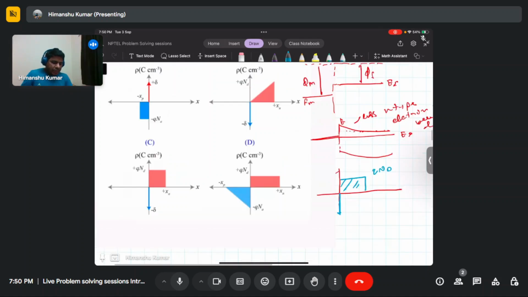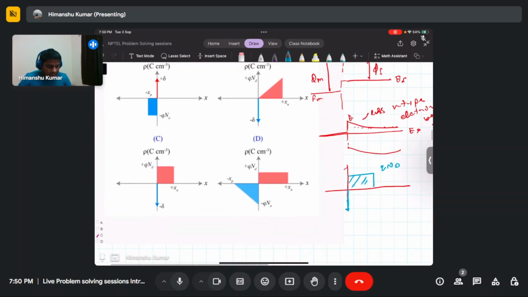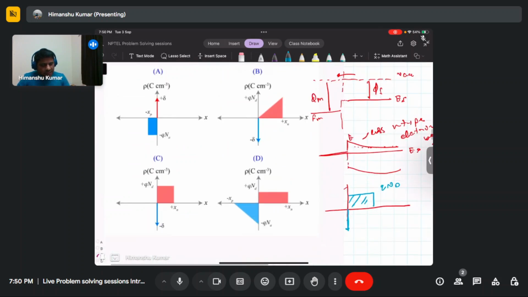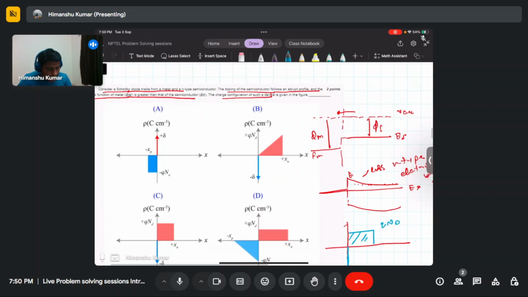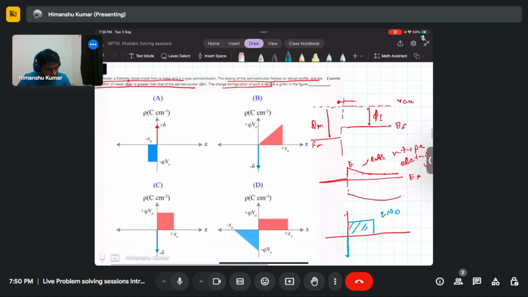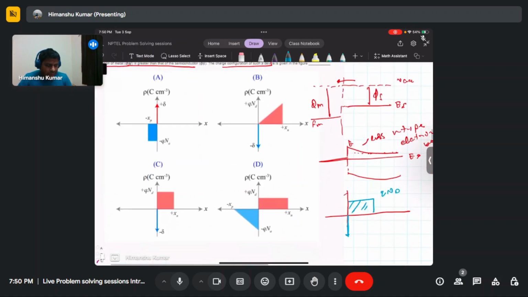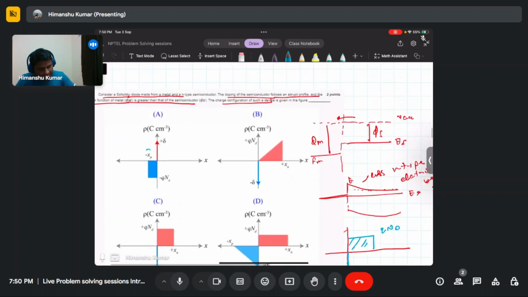So the charge density in this case, as you can see, the correct option is given here. So this is wrong, because on the p side the charge will not be there.